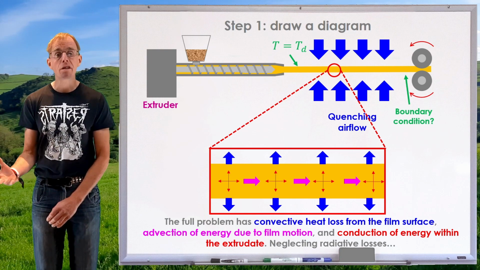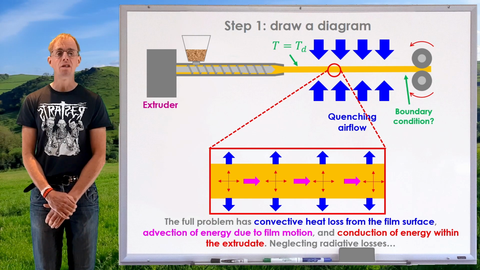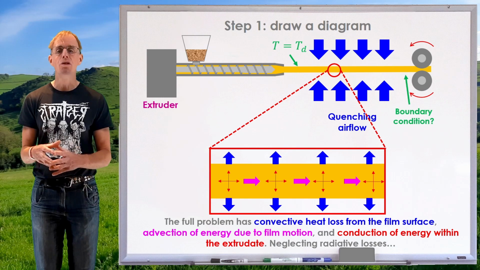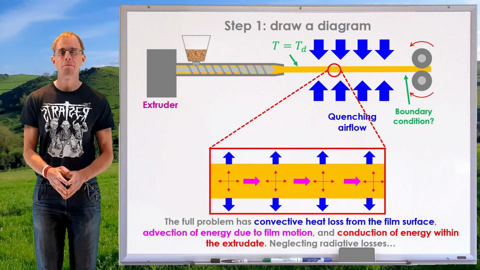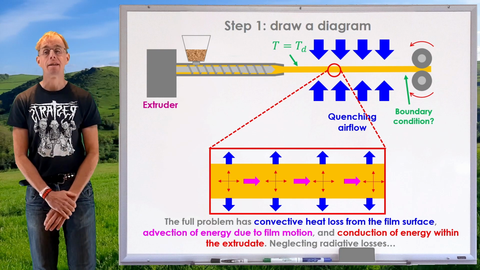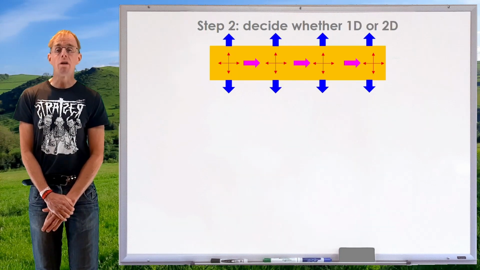We did a little bit on radiative heat transfer in the final part of the last lesson, and I'm going to assume that you're able to include that as an effect if required. But for the time being, and for purposes of illustrating this example, I'm going to neglect it. All right, so step 2.